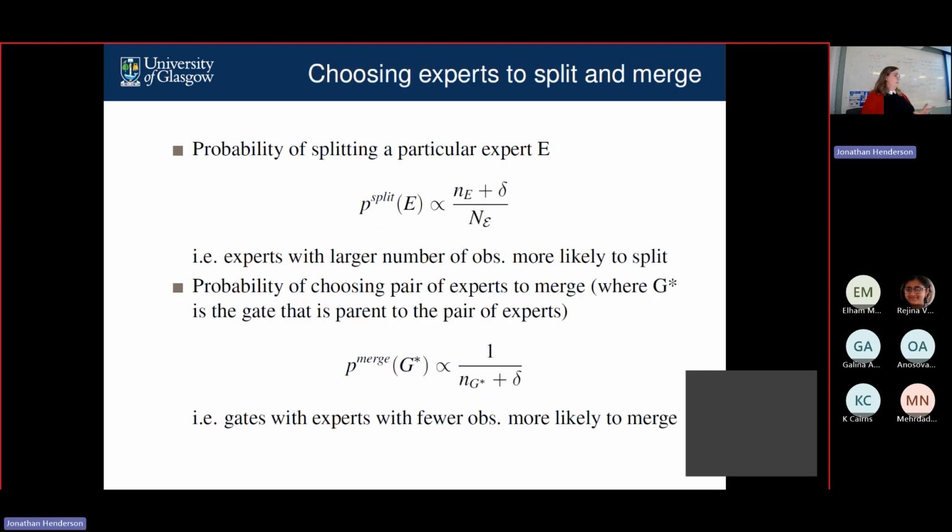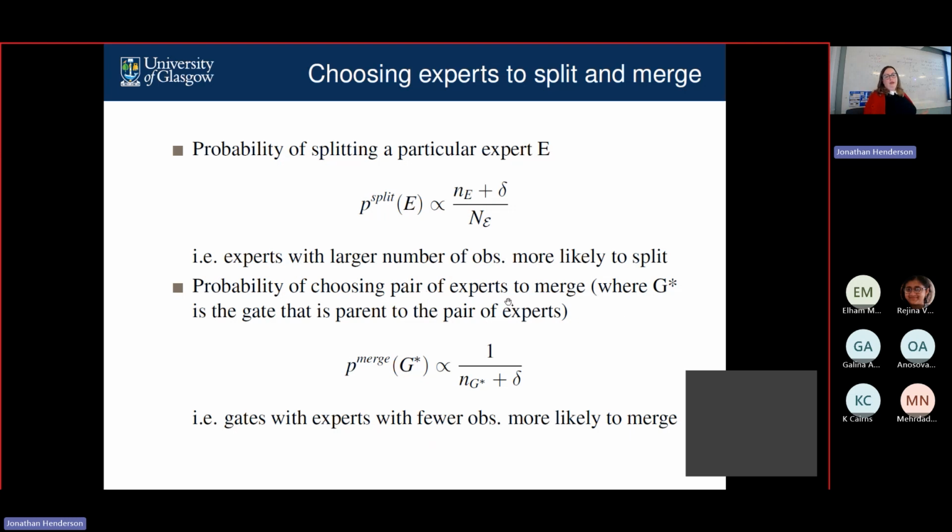We also want to talk about, as I said before, which experts we should be picking to split and merge. For splitting, we made the assumption that if we've got a tiny number of observations, we're probably not going to want to split that expert. We want to pick experts with a large number of observations, because there's a greater chance of more complexity there. So we chose our prior probability of splitting a particular expert to be the number of observations that fall into that expert, N_E, plus a small value delta, divided by the number of experts in the tree. So the larger N_E is, the more likely that expert is to be randomly proposed to split.